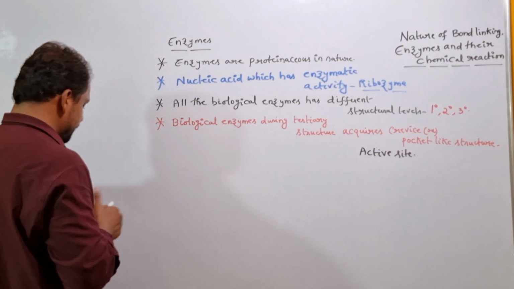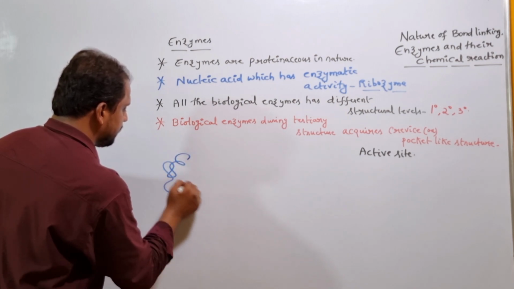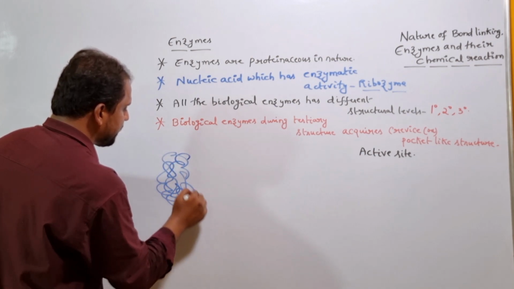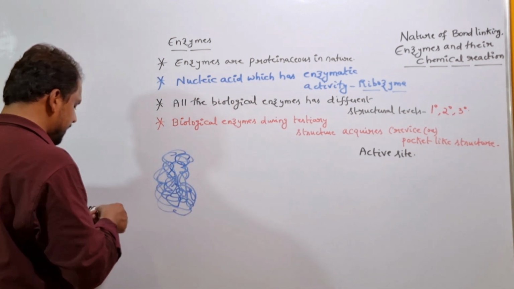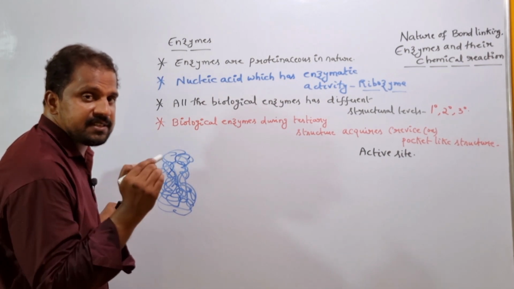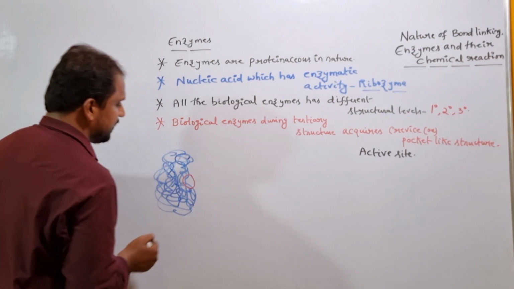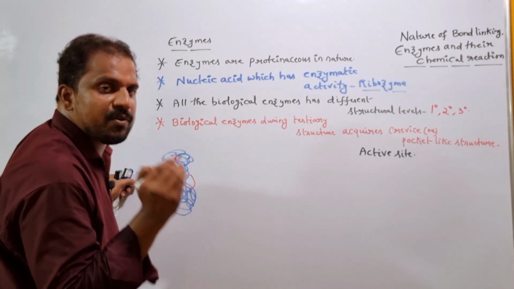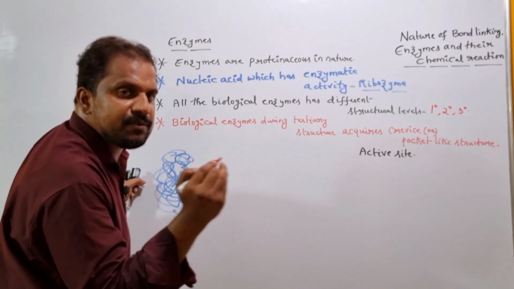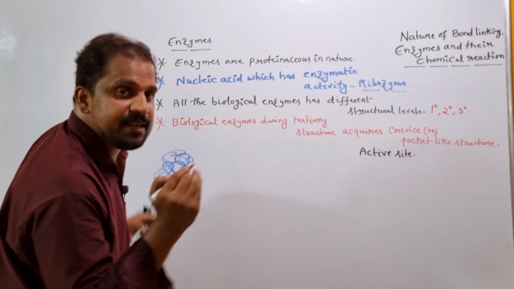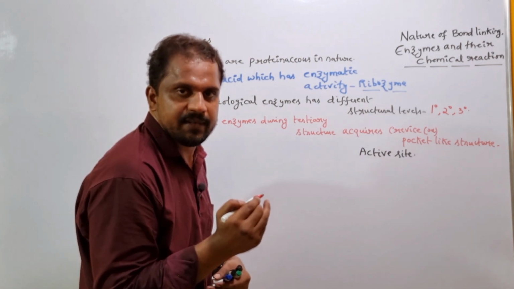Is it clear for you? So let me show it on the board. Let us assume this as the enzyme, the folded polypeptide chain during the tertiary structure. The polypeptide chain acquires a specific crevice-like or pocket-like structure, which is nothing but the active site. To the active site of the enzyme, a specific compound, the substrate, successfully binds here. Once the substrate binds to the active site of the enzyme, it leads to the formation of what? Enzyme substrate complex. Then the enzyme substrate complex is capable of yielding the enzyme product complex. Is it clear?